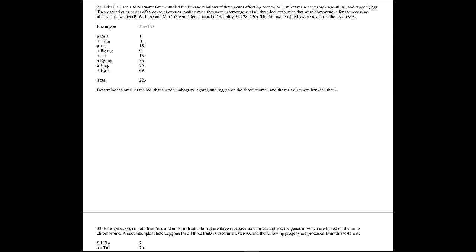Okay, so another 3-point mapping cross. I'll try to go through this one relatively quickly, and hopefully you guys can start to do them pretty quickly yourselves. The first thing to do, what I like to do first anyways, is to identify the parentals, because that tells you what's going on. So our parentals are these two. That means A plus and M. I'm just going to use M instead of MG and R instead of RG. So A plus and M started on one side, plus R and plus started on the other.